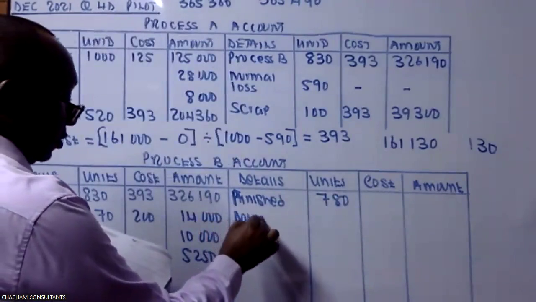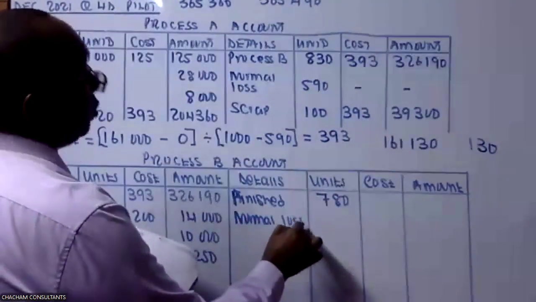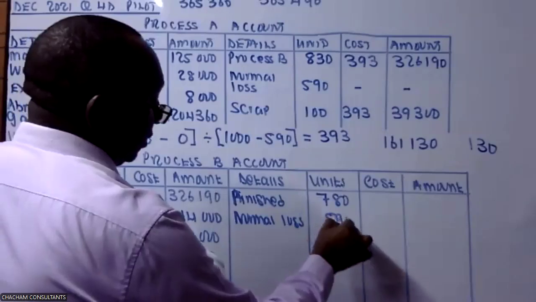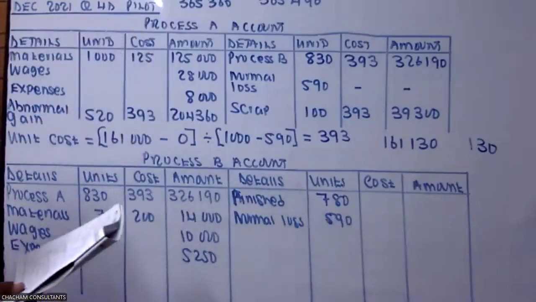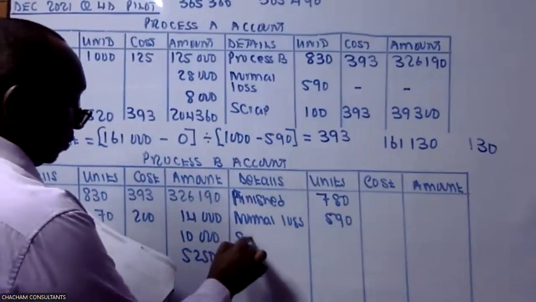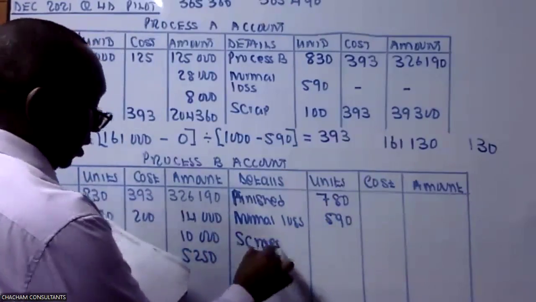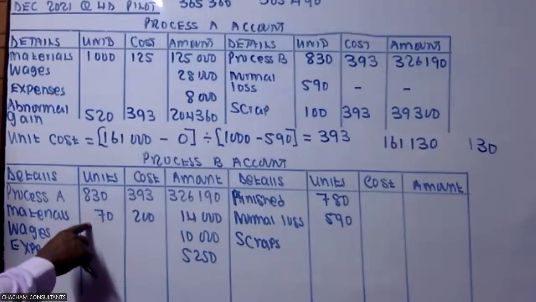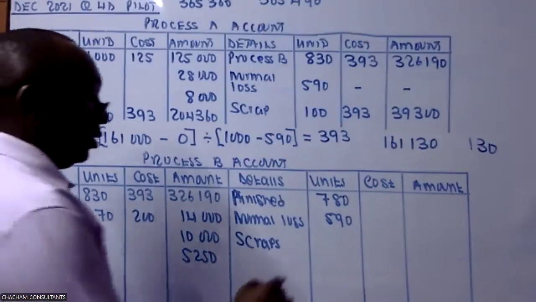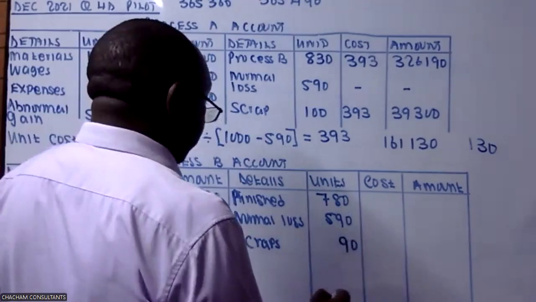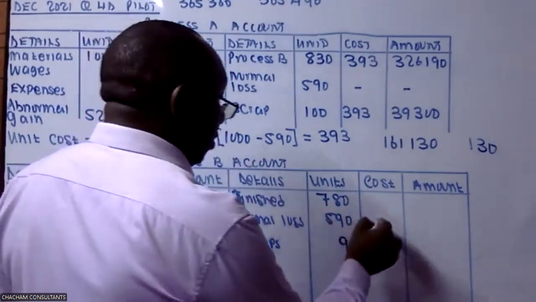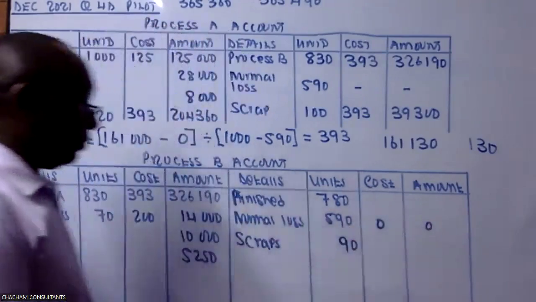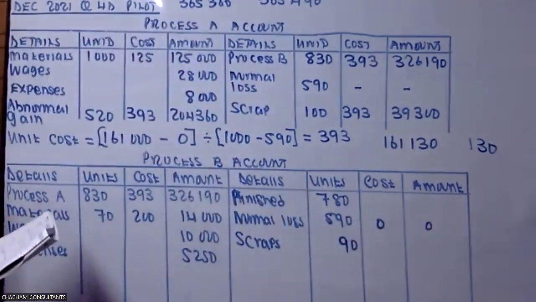Normal loss, we are told it is still 590. And then the scrap is 10%. It is 10% of these two, which are 900. So the scrap is 90. Normal loss has no revenue there. So just balance that account and get the unit cost.